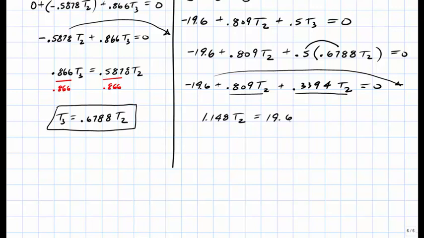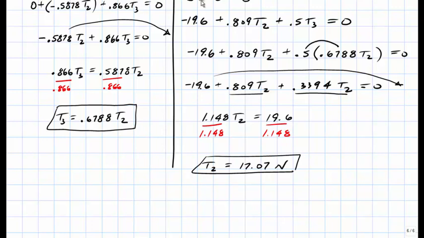When we transfer it to the other side, it becomes positive. And if we divide both sides now by 1.148, we can extract the value of T2 as 17.07. And of course, the units for tension are the same as the units for force. Tension is just a form of force that's exerted by a cable. So T2 equals 17.07 newtons.